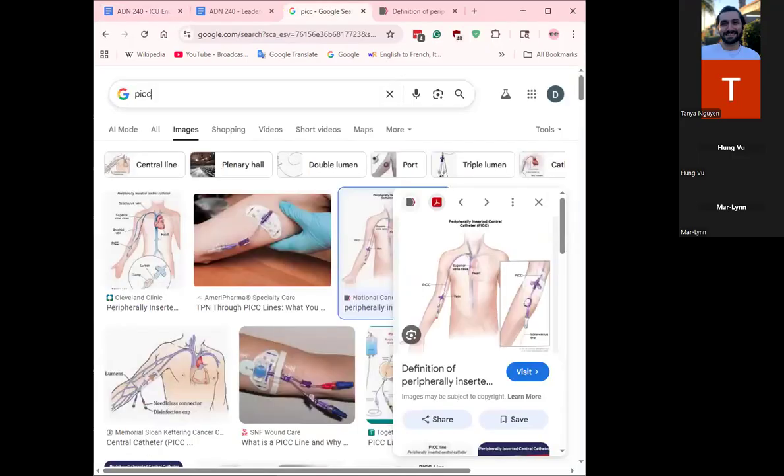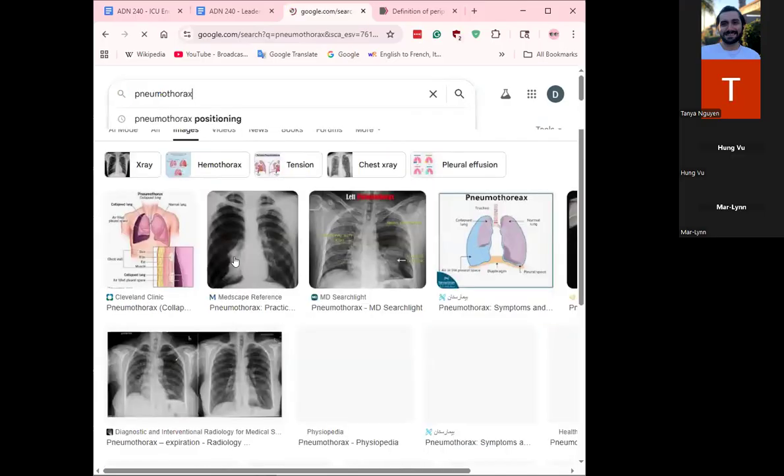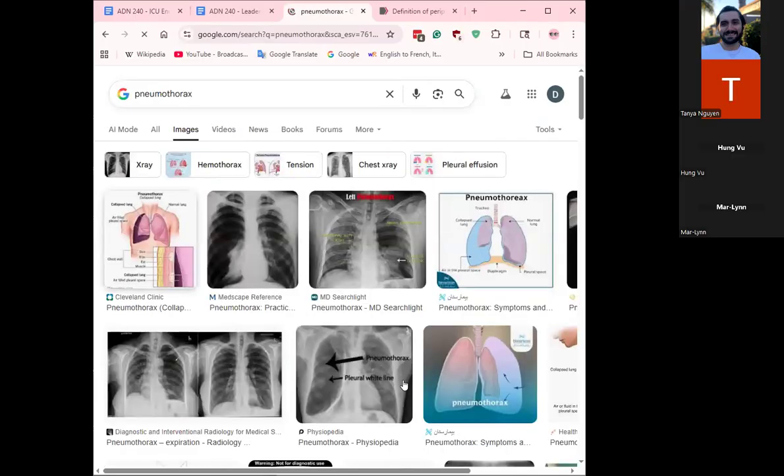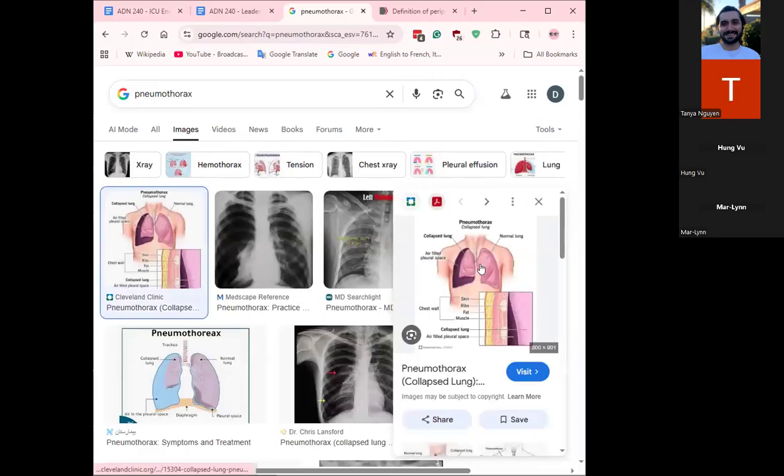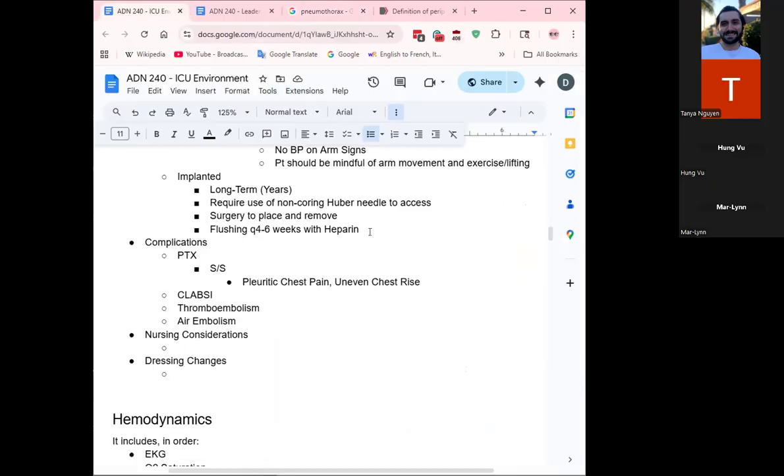So maybe we can take a look at a pneumothorax. When you have a pneumothorax like this, you're going to have uneven chest rise, because this lung can inflate and deflate at different levels than this collapsed lung can. So yeah, uneven chest rise.